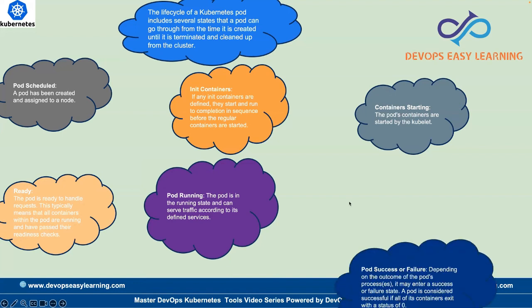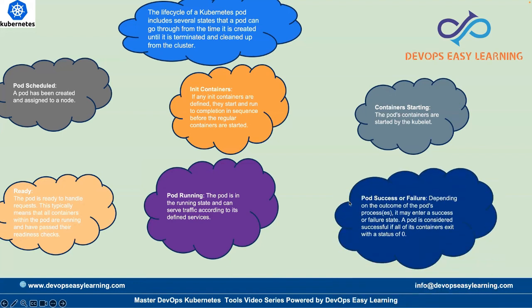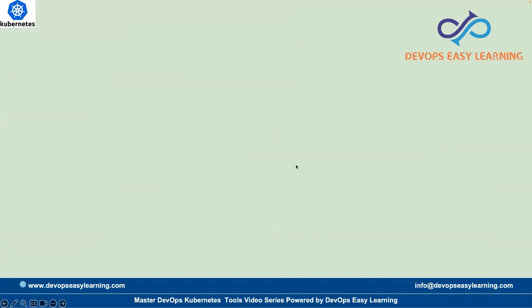And the last one is pod succeeded or failed. Either you have a success or a failure, depending on the outcome of the pod process. A pod is considered successful if its containers exit with status 0. If the container does not exit with 0, it means that something went wrong and the pod was unsuccessful.